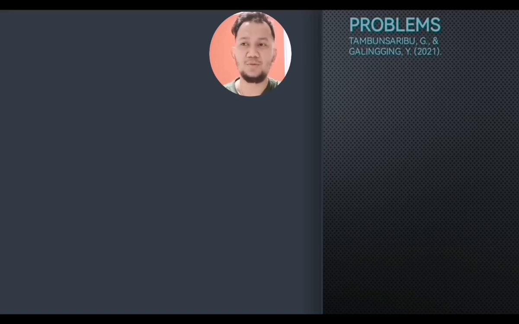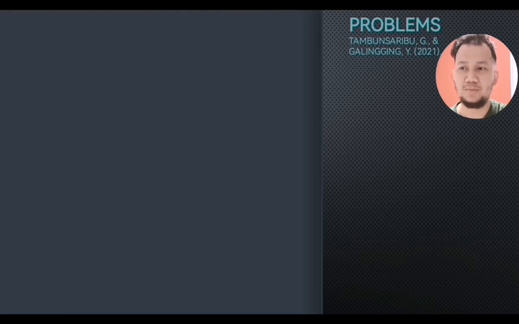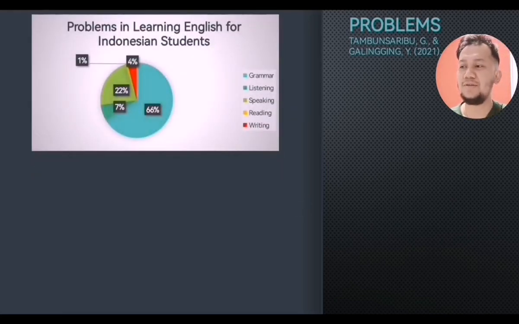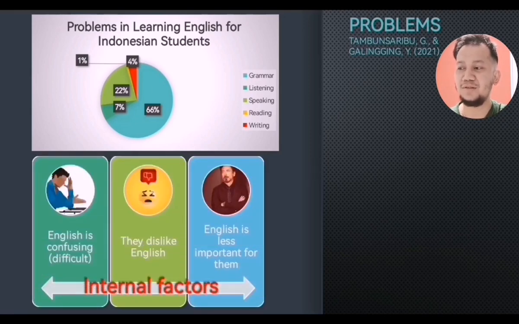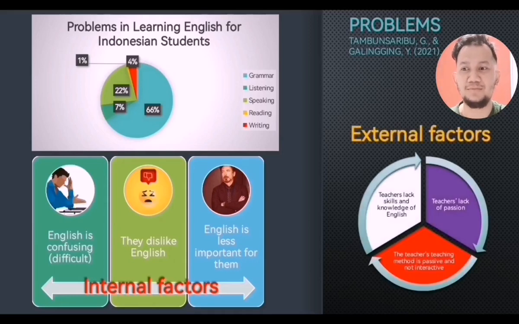So after the context, we have the problems. According to a recent study by Indonesian researchers in English language teaching, Tambunan, Lasribu, and Galingging, they found that these are the problems: grammar, listening, speaking, reading, and writing. To them, English is very confusing and difficult. They dislike English, so English is less important for them. And it comes from external factors of the teachers, because the teachers are not knowledgeable, they lack passion for English, and the teacher's method is quite passive and not very interactive. That's why they feel English is not really important, so they focus on other subjects.